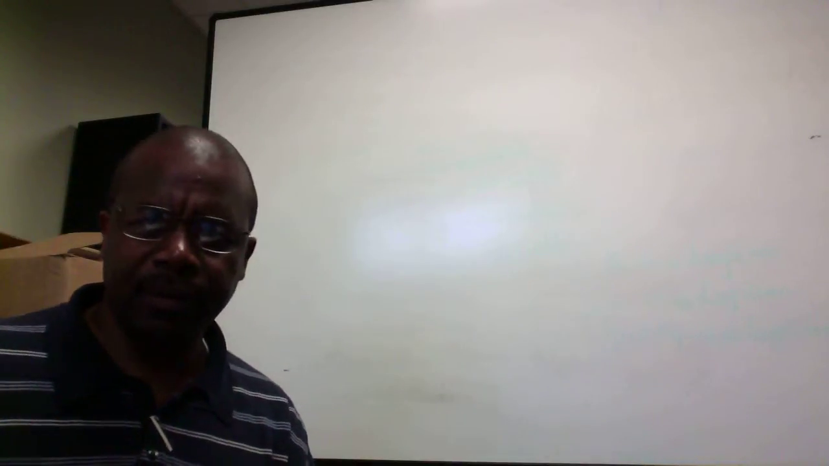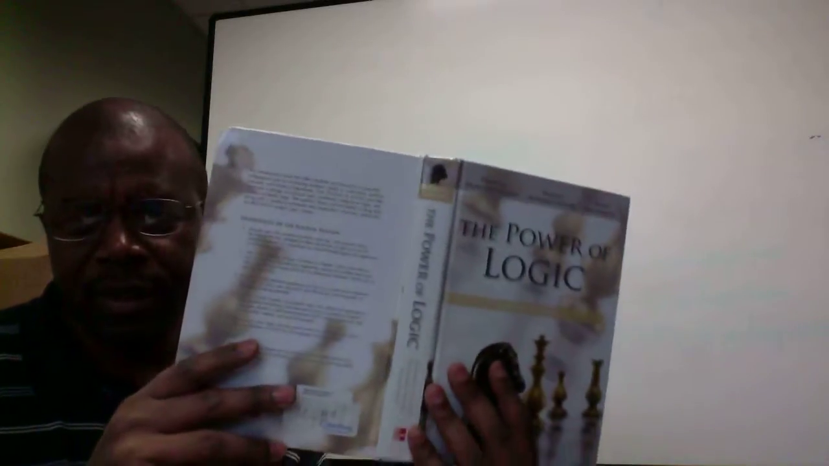All right, friends, turn with me to page 431. Symbolizing, part C. You will need your book, The Power of Logic, page 431. This section right here. All right. Symbolizing.